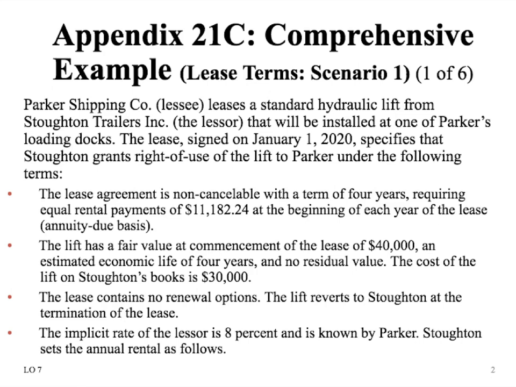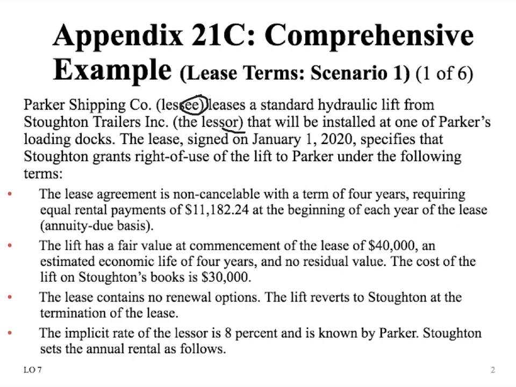Let's take a look at a particular lease example and show you how to read it when you are on the exam. Parker is the lessee. The "L" will not be outlined in the exercises or the exams, so make sure to write who is the lessee and the lessor so you don't get confused in the journal entries. Parker leases a lift from Stoughton Trailers, who is the lessor, that will be installed at the docks.